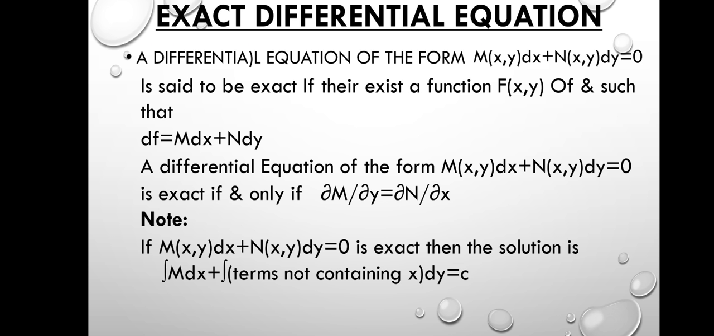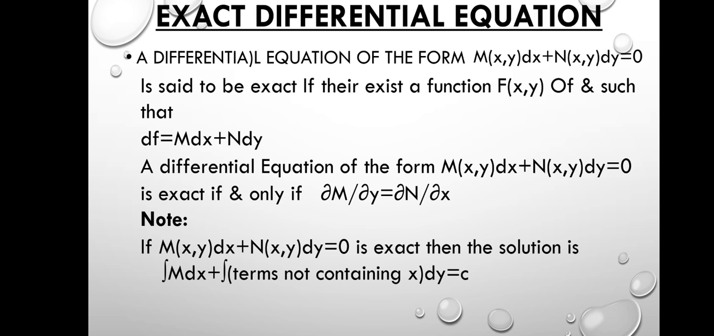Next, coming to the exact differential equation. Now let us see the definition. A differential equation of the form M(x, y) dx + N(x, y) dy = 0 is said to be exact if there exists a function f(x, y) such that df = M dx + N dy. A differential equation of the form M(x, y) dx + N(x, y) dy = 0 is exact if and only if ∂M/∂y = ∂N/∂x.